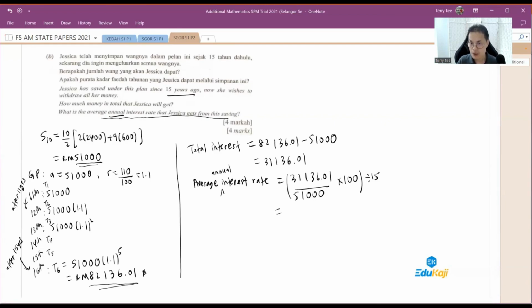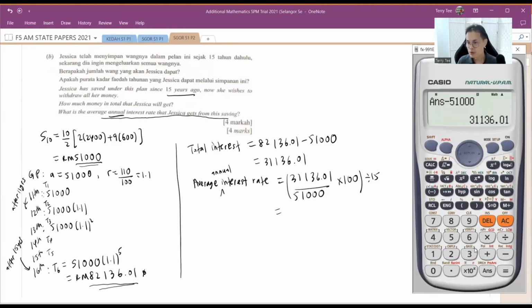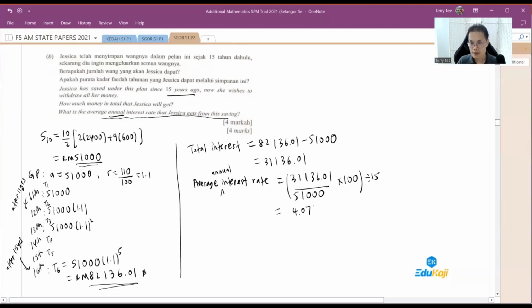Okay, let me show you here. Take this amount, divide by 51,000. You times 100. That means you're getting like ROI, return on investment, of 61%. But you divide by 15, you're only getting 4.07%, right? You're only getting 4.07%.